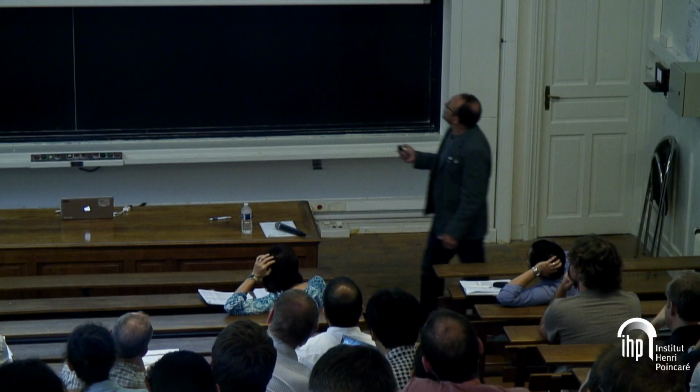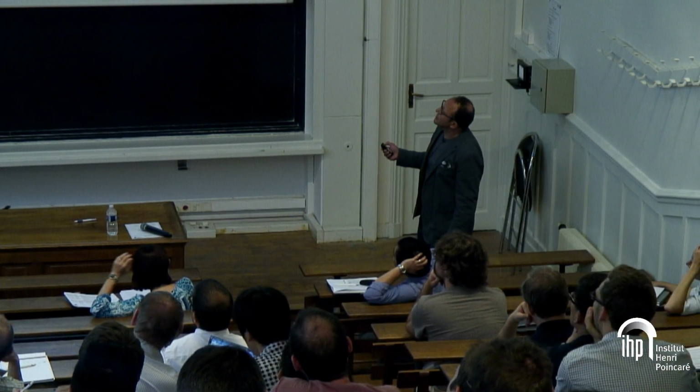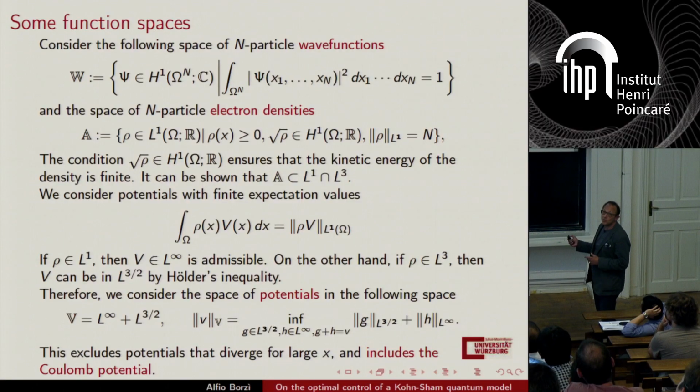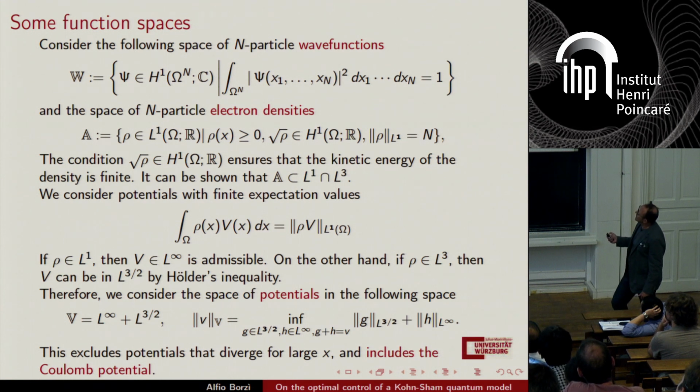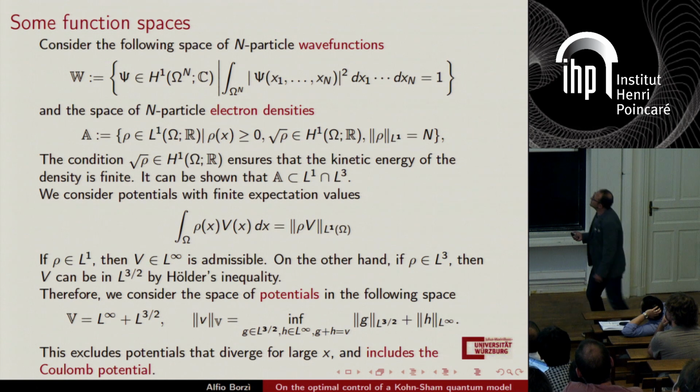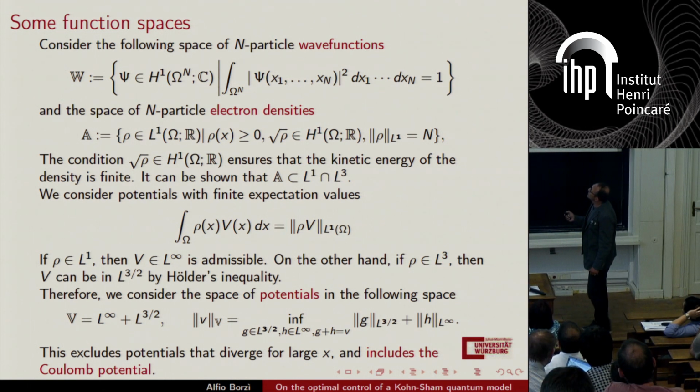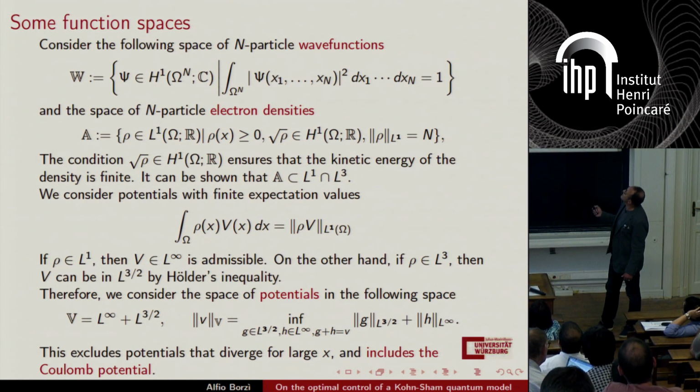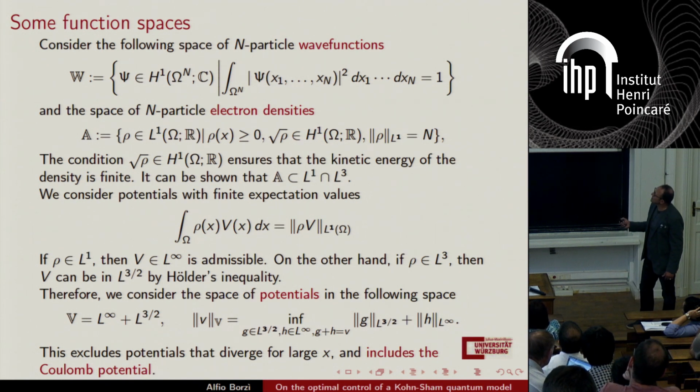And moreover, it turns out that to have a bounded kinetic energy, also the square root of rho must be in H1. So one way to guarantee these two properties is to take a subset of the space L1, L3. In this case, you guarantee that the integral of rho is n, and that the potential energy is bounded. I mean, this is a number, it's not infinite.